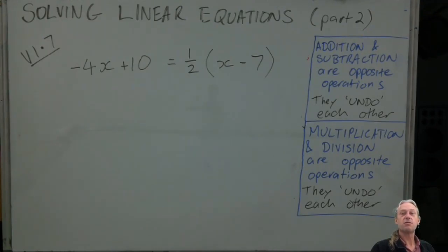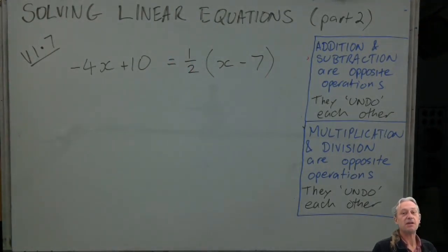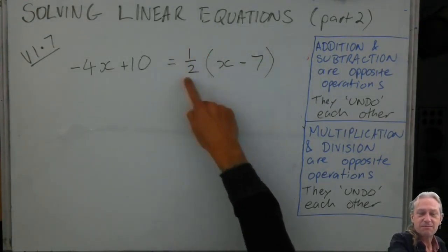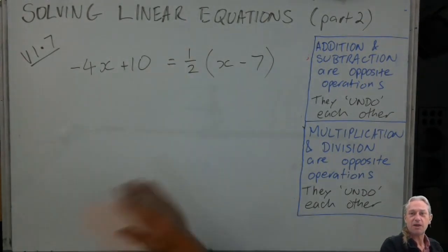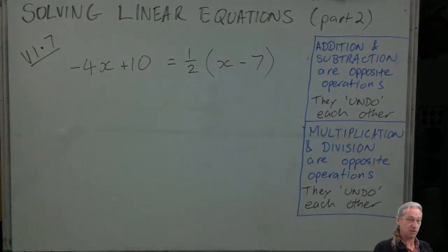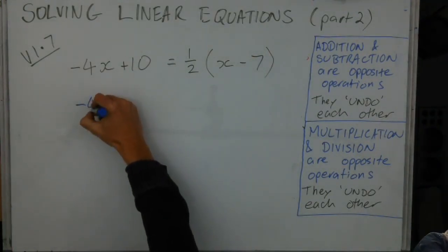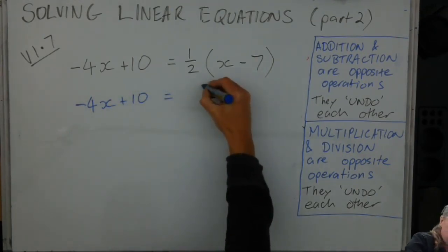But in order to get rid of this fraction, we'll do kind of what we did in the last example, and we're going to multiply both sides by 2. And that will deal with this fraction here. It'll make it go away, and then we can collect the like terms. So what I'm going to do, same as I did before, negative 4x plus 10 equals.